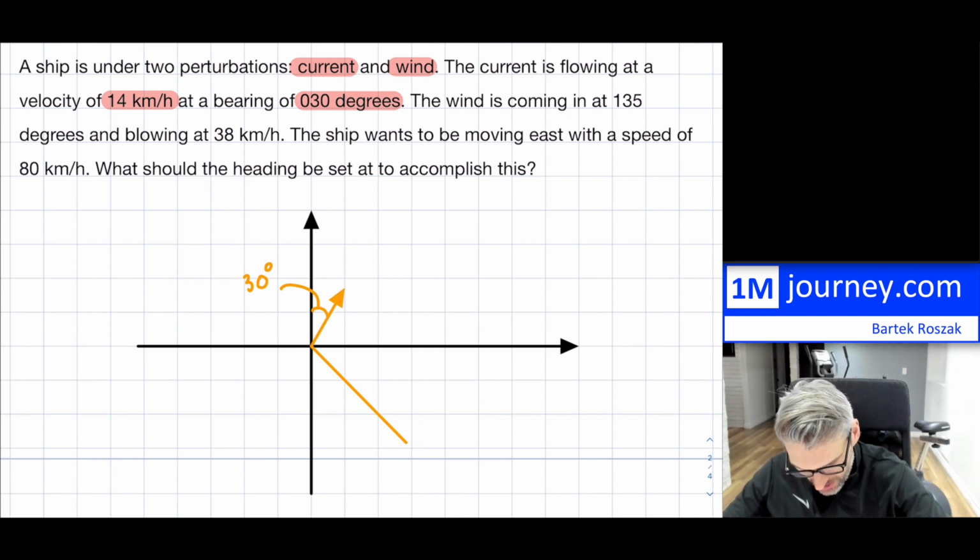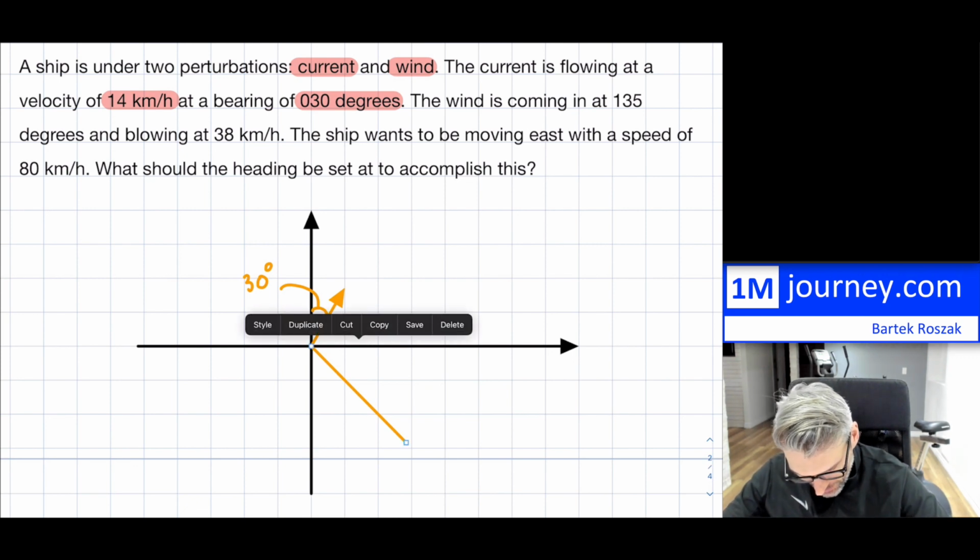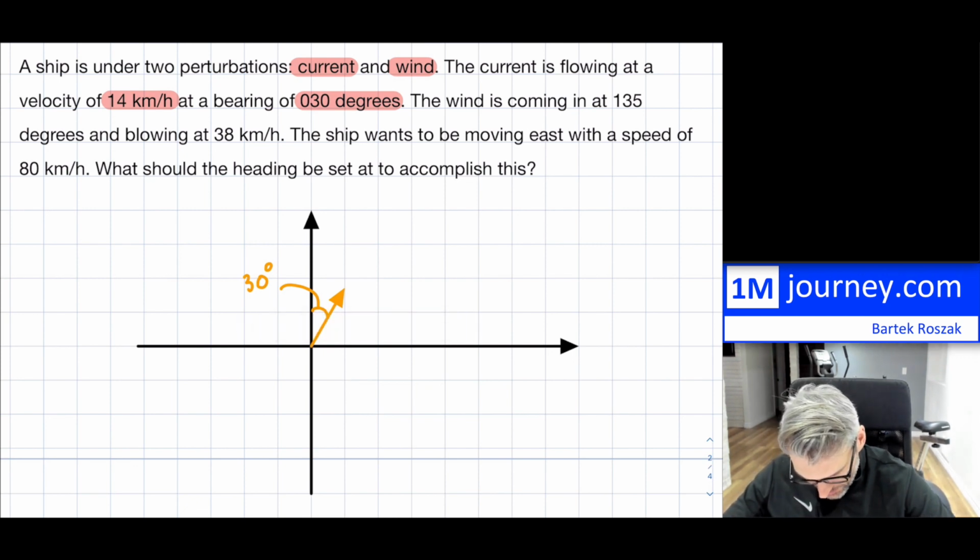So the arrow isn't in this direction. Okay, the arrow is actually in this direction. That's where the arrow is. So let me just redraw this. I'm going to delete this. So this is going to be like this. So that's where it's coming in.